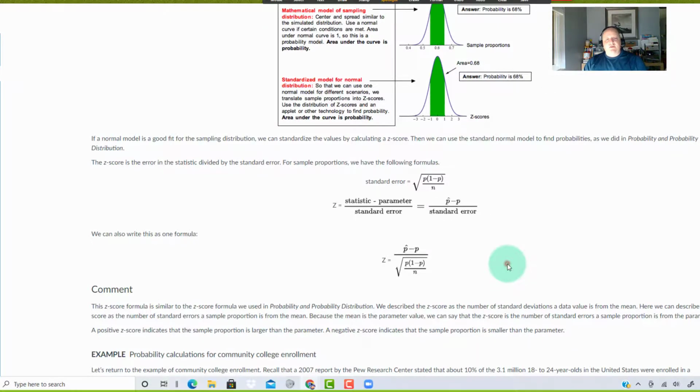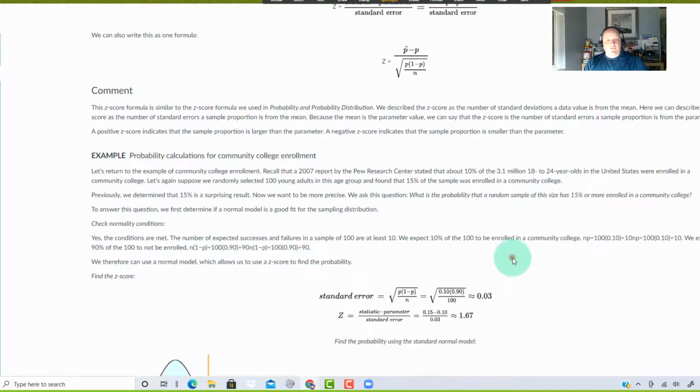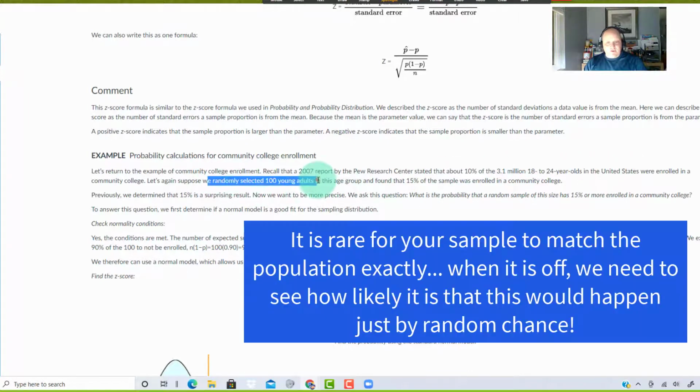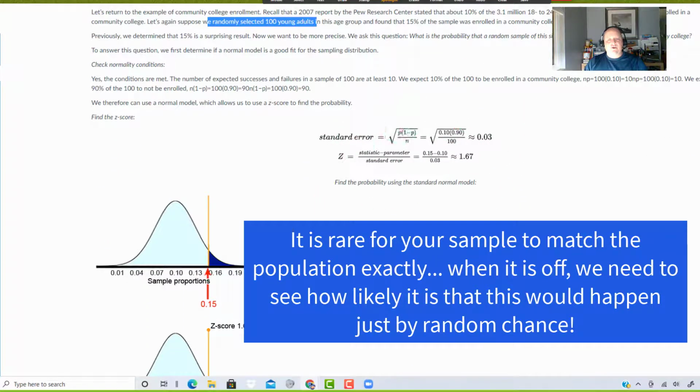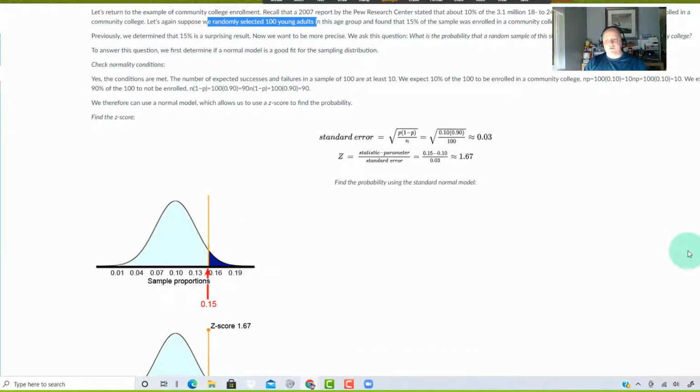Okay. So there's a nice example that goes through, and they found out that about 10% of 18 to 24-year-olds were in a community college. And if you randomly selected 100 people and you came up with 15%, well, that 15% is higher than what you would be expecting. And so now you want to be kind of saying, well, wait a minute, how likely is it that we would see something like that? And they work through the entire problem very similar to what we just did. Okay, so there's another nice example for you to kind of look at.